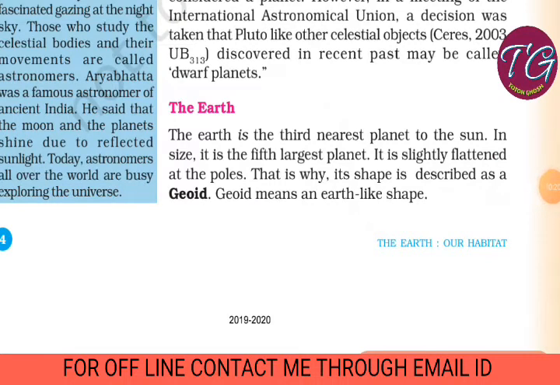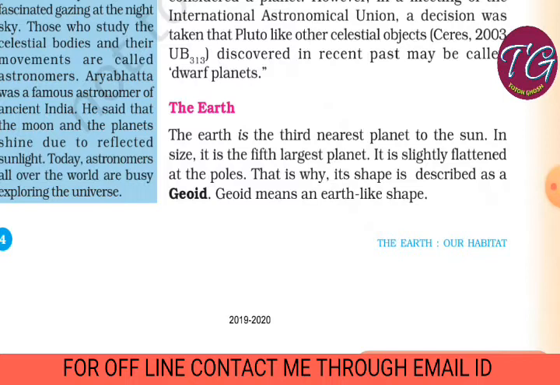Next, the Earth. What is the Earth? The Earth is the third nearest planet to the Sun. In size, it is the fifth largest planet. Means third nearest and fifth largest planet. Remember it. This is very important. Third nearest planet to the Sun and fifth largest planet.